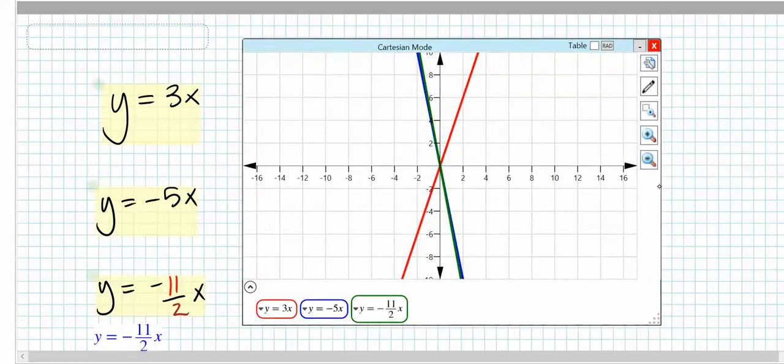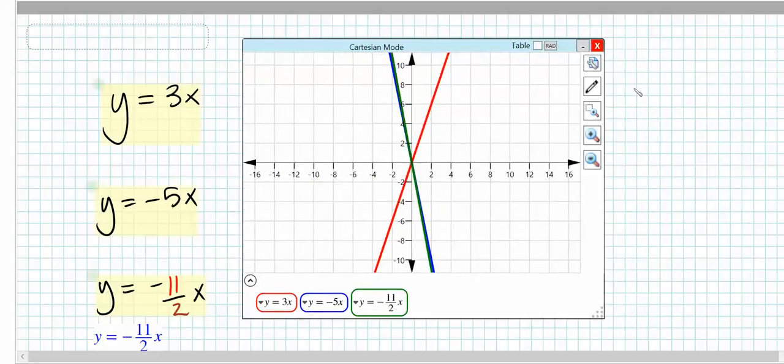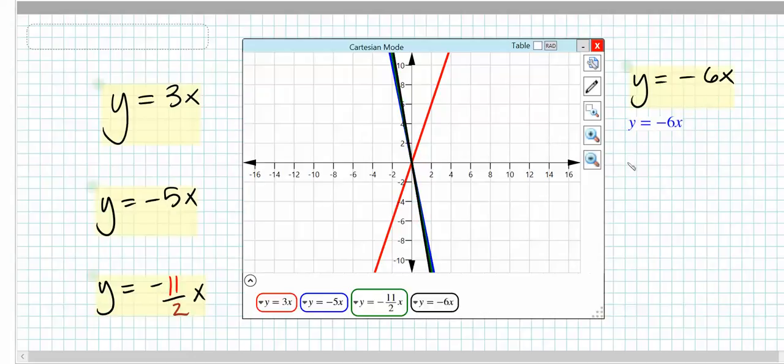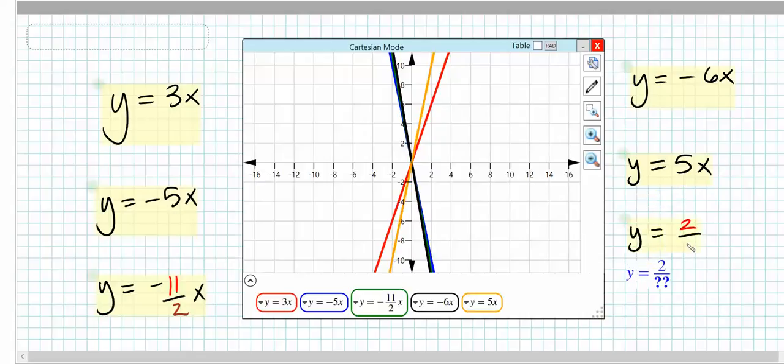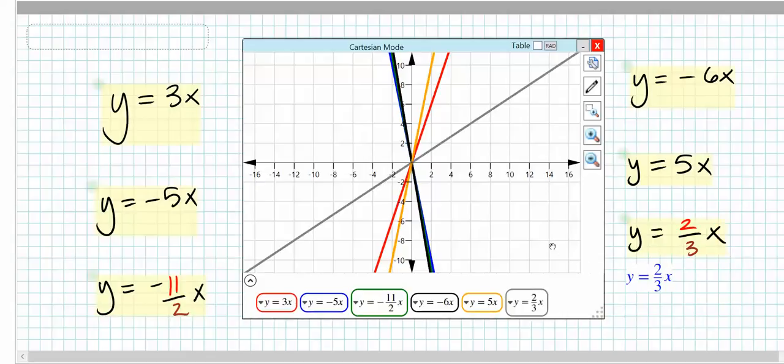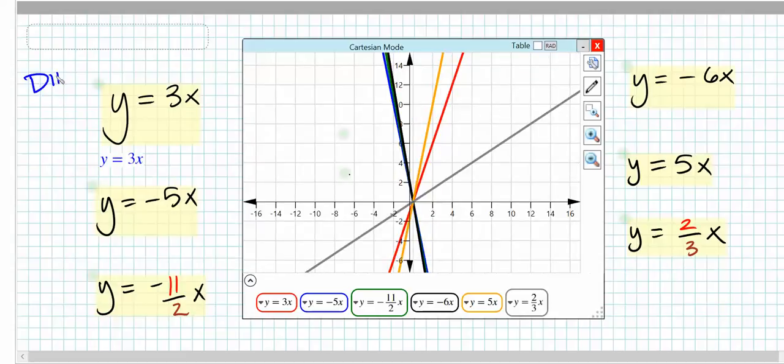I'll move this over a little bit so we can see. And I'll write down y equals negative 6x, and y equals 5x, and y equals 2/3 x. Put that one on there. Okay, so check this out. I have a bunch of lines here, right? These are examples of direct variation. Let's go ahead and write that in there. These are all direct variation.